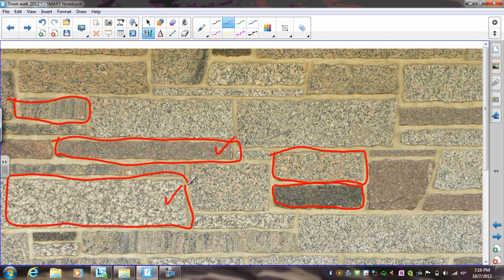You've already seen examples of this one and this one. This one I hope you never get to look at up close, because if you do, it means you're in trouble. And we'll talk a little bit about that. And these two rocks are kind of kissing cousins of each other.